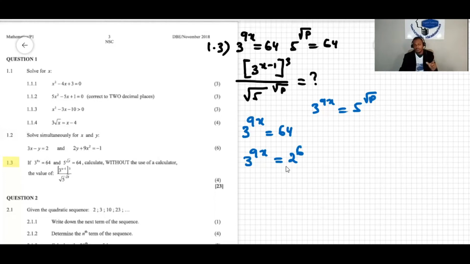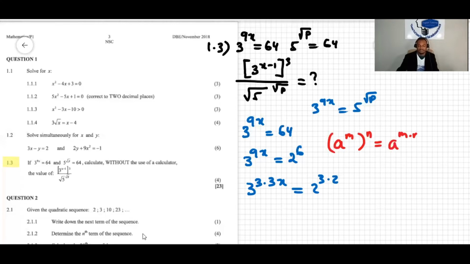Sometimes if the bases are not common, we can see if the exponents will be the same. Now, we can reduce this. 3 to the 9x can be written as 3 to the 3 times 3x, and this is equal to 2 to the power of 6. Even 2 to the power of 6 can be written as 2 to the power of 3 times 2. Why am I writing that? Because of the property that a to the m, all to the power of n, is equivalent to a to the m times n. So we can write it in this form.